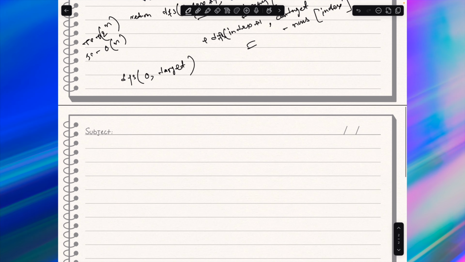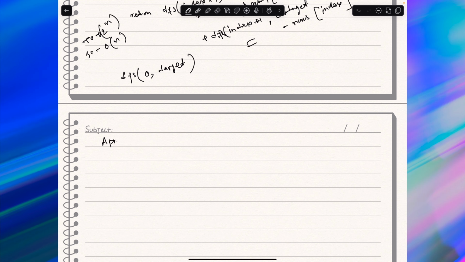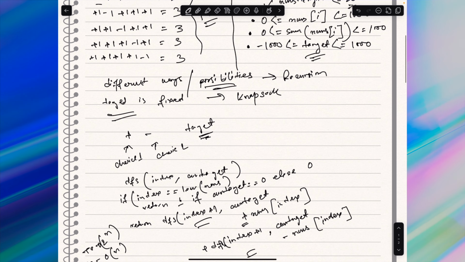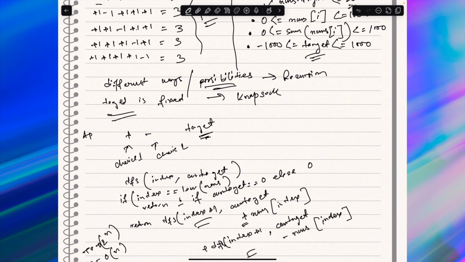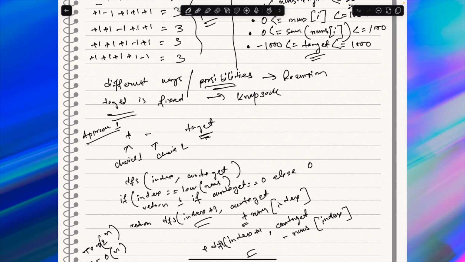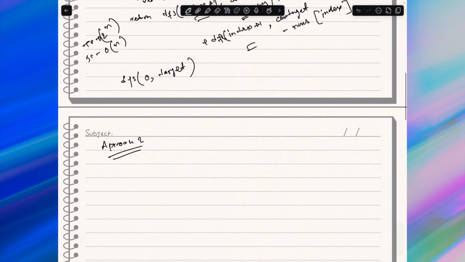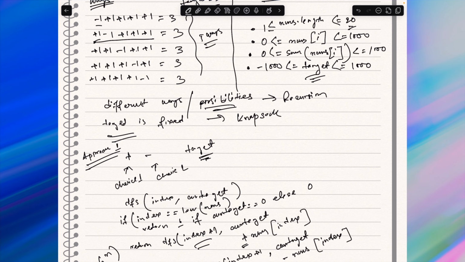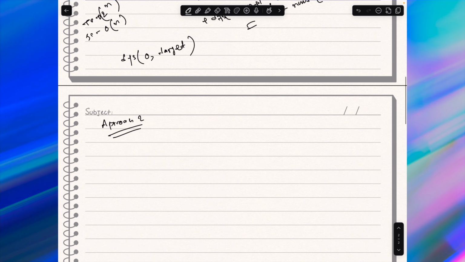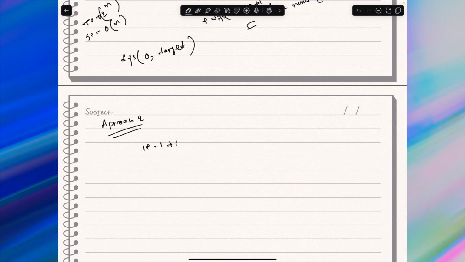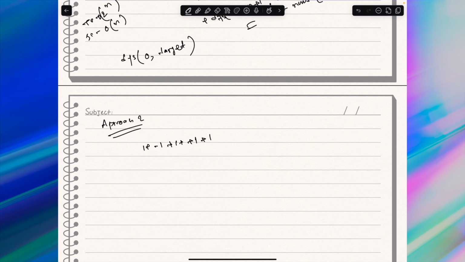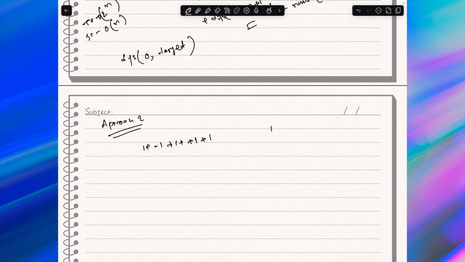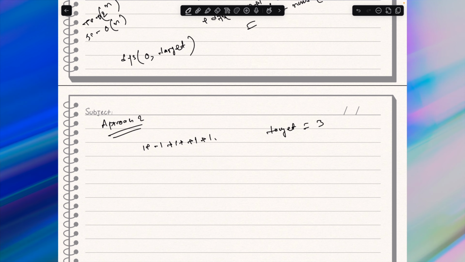So this is one approach. Let's try to think about approach 2. So this is approach 1 and this is approach 2. Let's take this as an example: +1 -1 +1 +1, so 4 times +1 and -1. We need to reach target 3, and this is giving us 3.